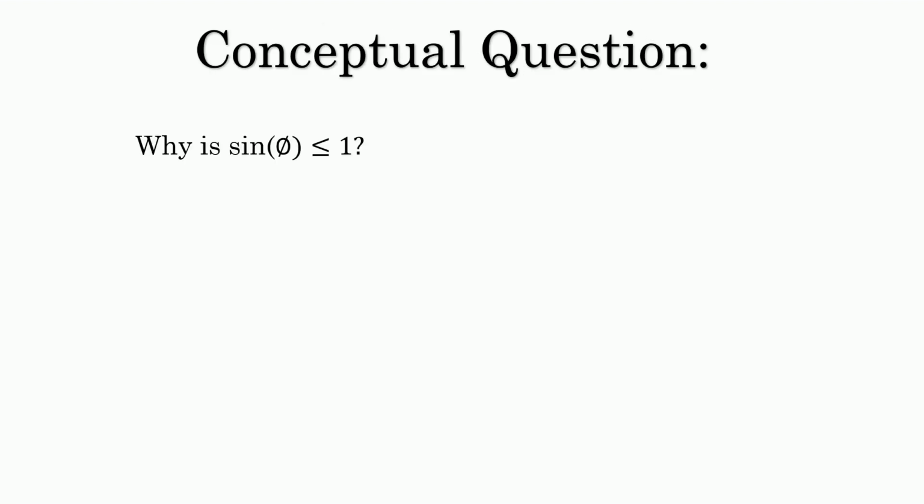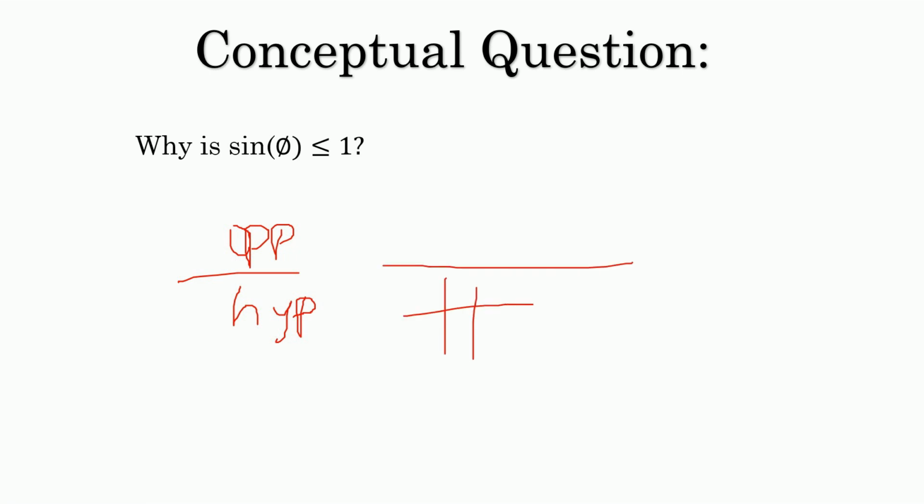Now, quick question for you. Why is it that the sine of an angle is going to be 1 or less? It's actually going to be between 1 and -1. Do you know why? Well, when you look at sine, remember, it's the opposite side over the hypotenuse. Now, here's the thing. The hypotenuse is always the biggest side. It's the largest number. Whereas the opposite side is going to be smaller.